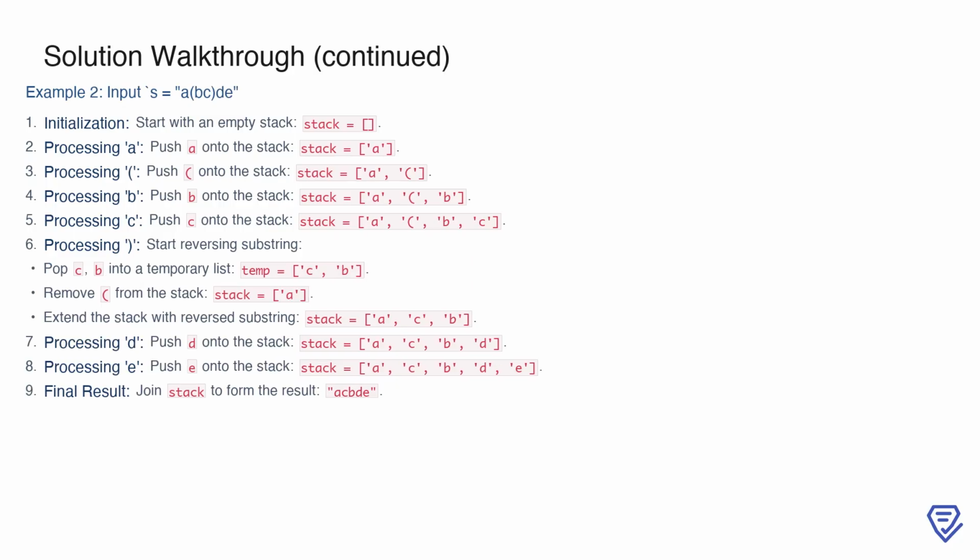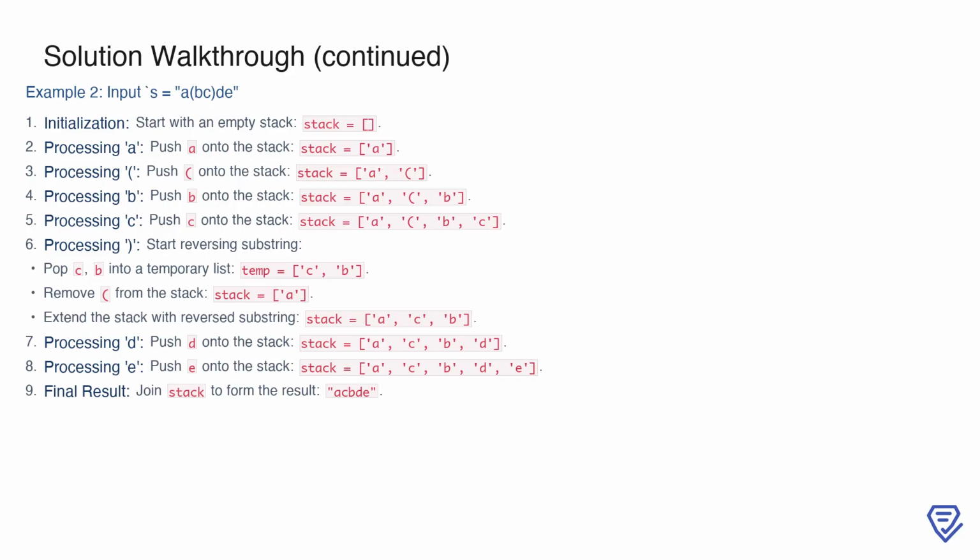Here, the input string includes characters outside the parentheses, so we start by pushing A onto the stack. When we encounter the opening parenthesis, we push it as well, followed by the characters B and C. Upon reaching the closing parenthesis, we reverse the substring within. We pop C and B into a temporary list, then remove the opening parenthesis. After reversing the temporary list, we extend the stack with the reversed characters. The stack now holds A, C, and B.